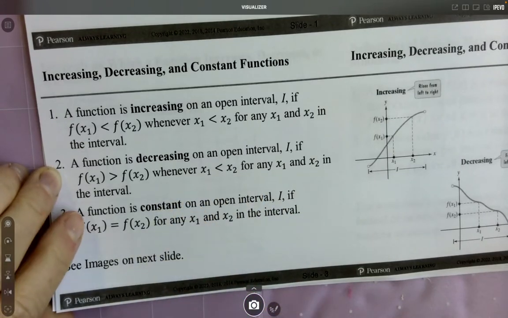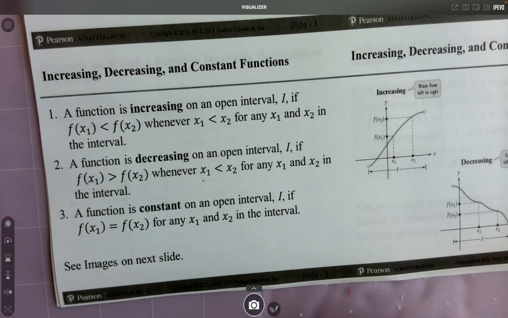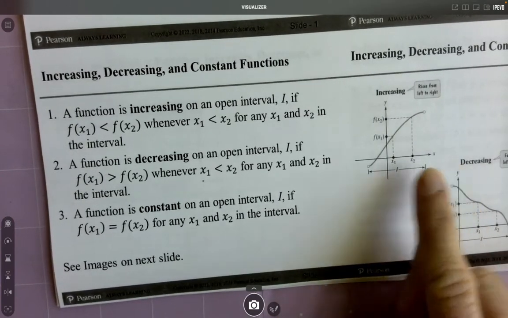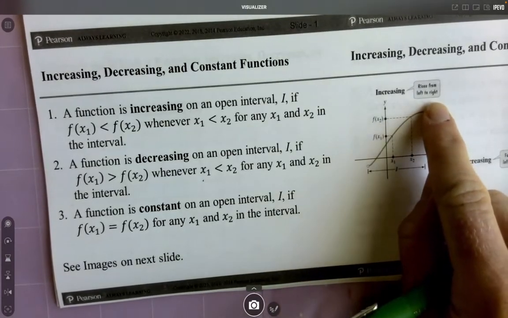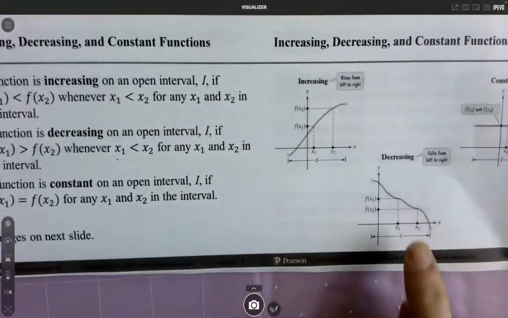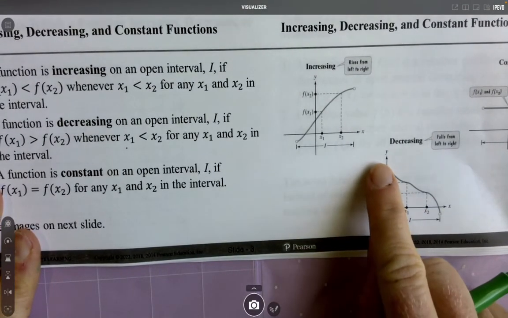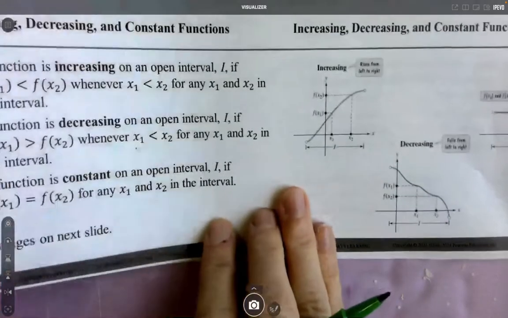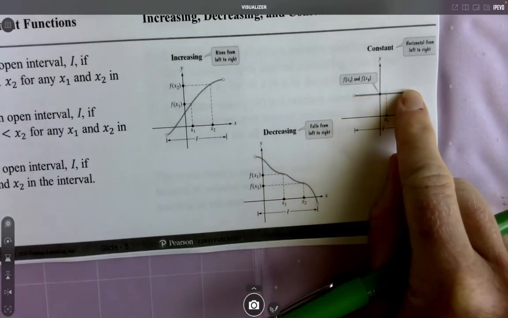So basically what this means is on the graph, we're looking from left to right, just like we read a book or read a sentence. We are reading it from left to right, and we are looking at how the y values move. So this one, it's moving up. So this is an increasing function. This one, reading from left to right, the y values are decreasing. So that's what that is representing. And then constant, moving from left to right, the y value remains constant. It's a straight line.